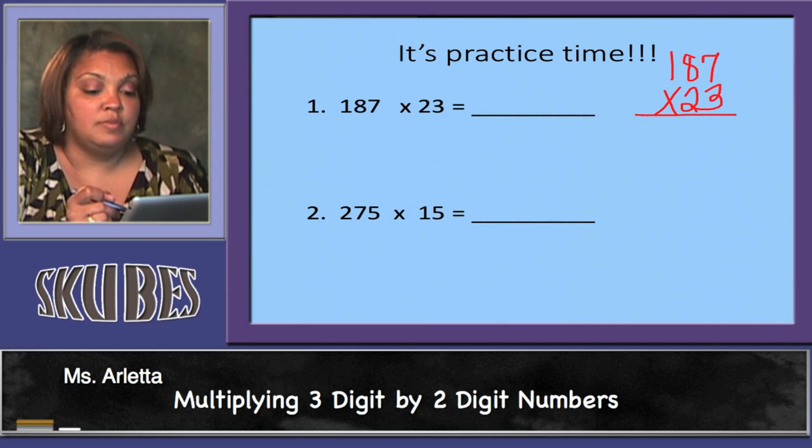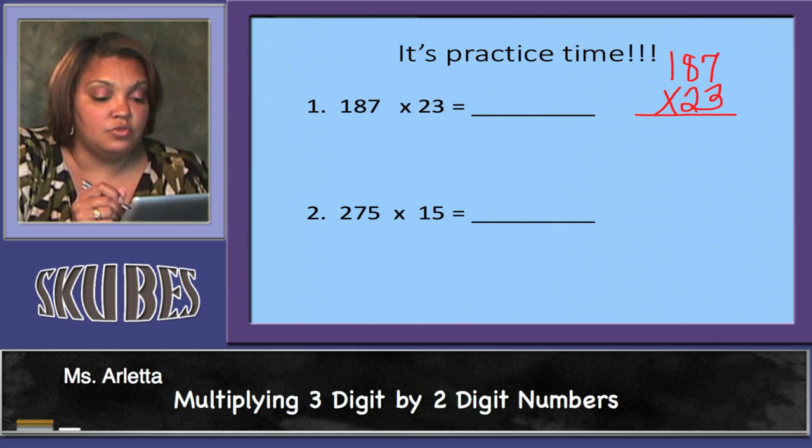We always start in the ones place. The 3 is in the ones place of the number 23. We're going to multiply that 3 times 7, that 3 times 8, and that same 3 times 1. 3 times 7 is 21. I'll write my 1 and carry my 2.